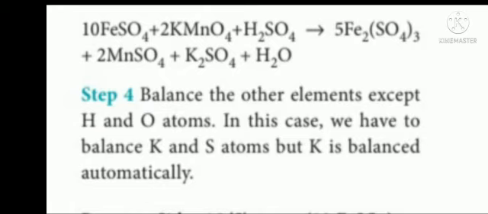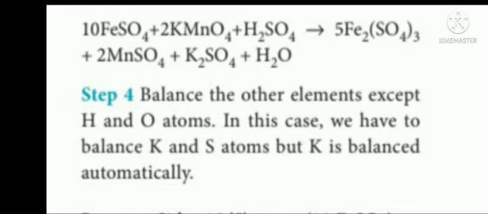Step 4. Balance the other elements except hydrogen and oxygen. In this case, we have to balance potassium with the symbol K and sulfur with the symbol S. But K is balanced automatically. If you see the reaction, the reactant side we are having 2 potassium, and in the product side also we are having the 2 potassium. Hence, potassium is balanced.